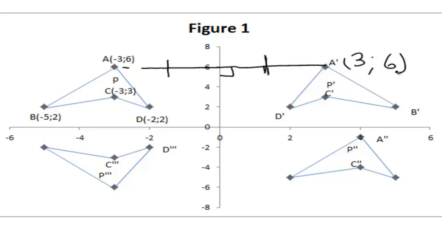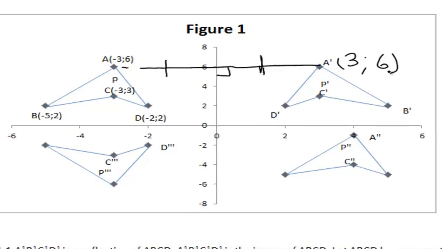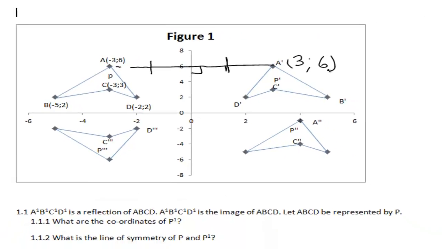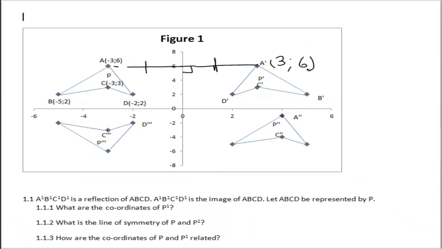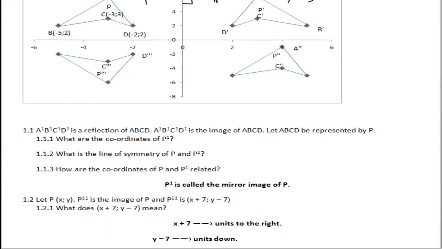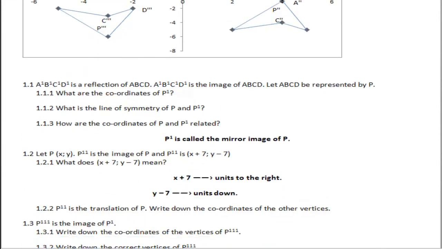That is why we say it acts like a mirror. Now you can work out all the other coordinates. It's not very serious, using the same principle that I spoke about. You must know the line of symmetry for that. So what is the line of symmetry of P and P prime? It's the y-axis. Now you will notice that the coordinates are related. It's your x value; only the sign has changed.